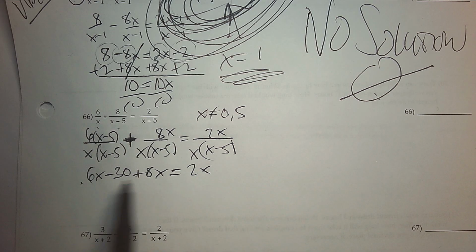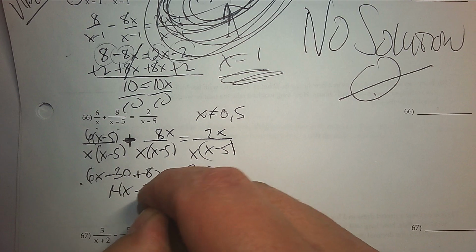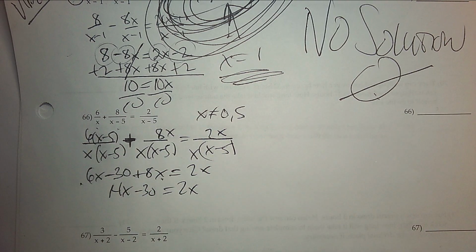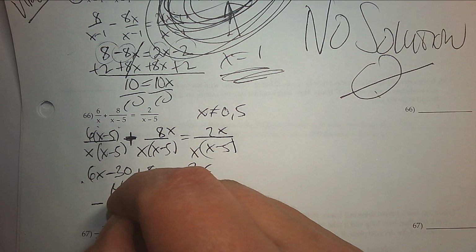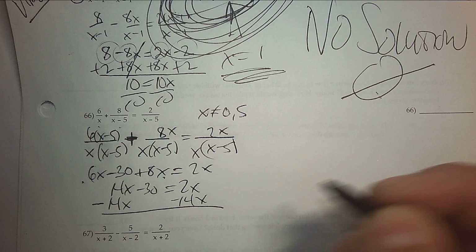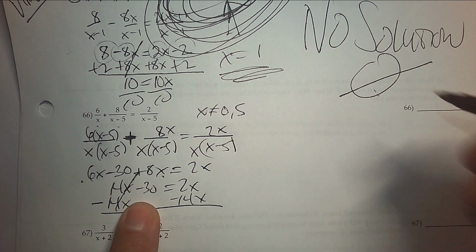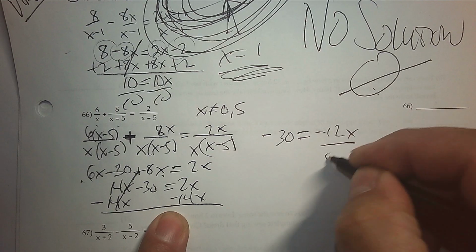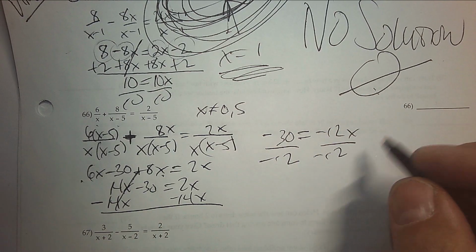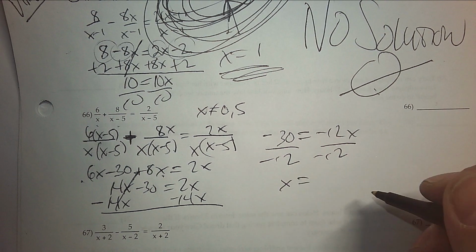So 6 plus 8 is 14x. Next. I'm going to subtract 14x. That's my choice. So when I subtract 14x, I'm going to continue over here. Negative 30 is equal to negative 12x. Divide by negative 12. Does that go in evenly? How can I reduce it down?